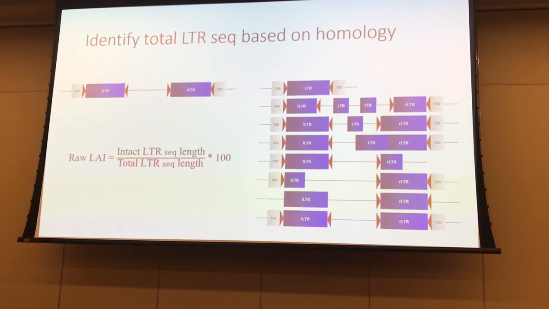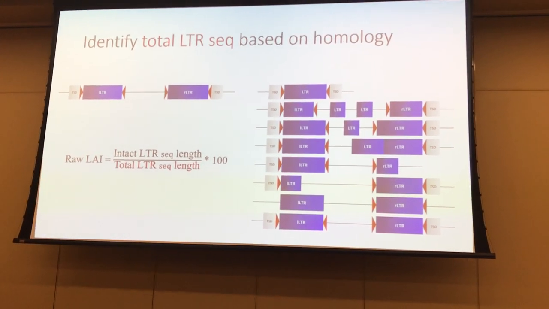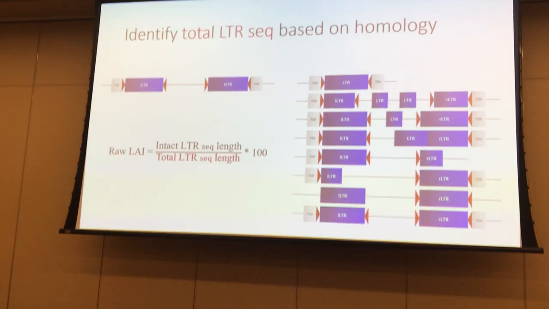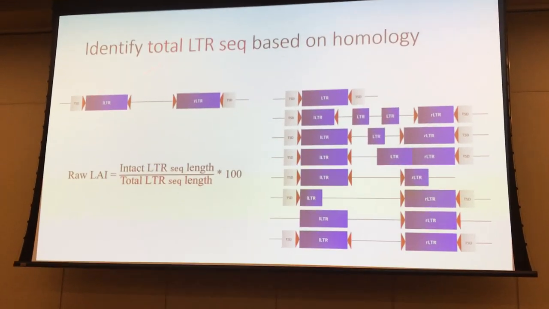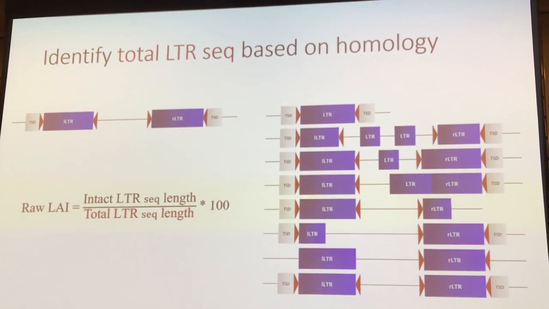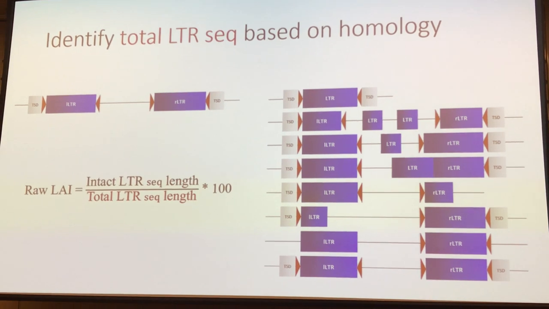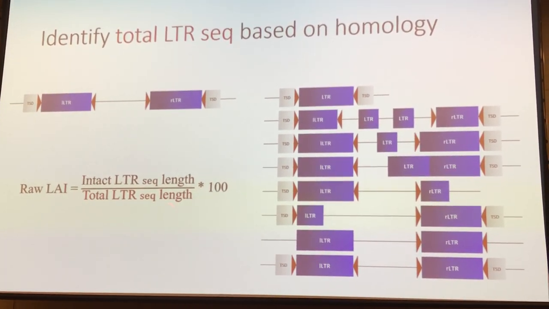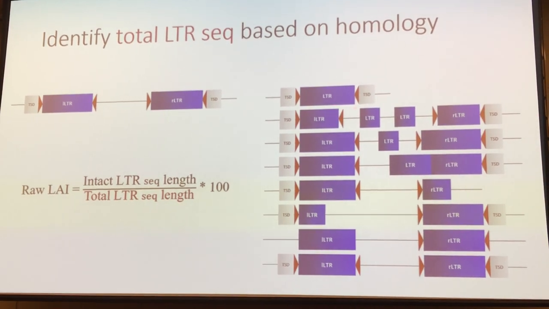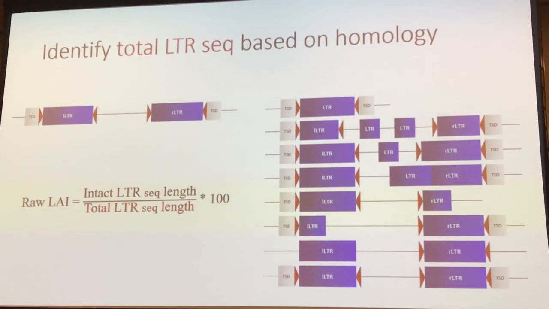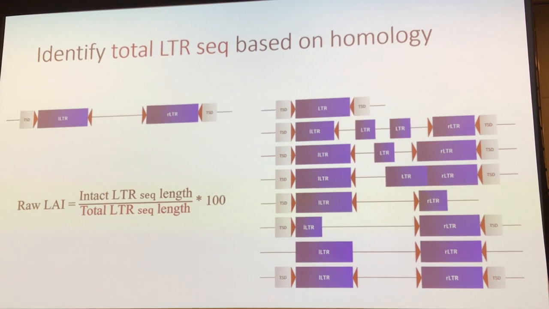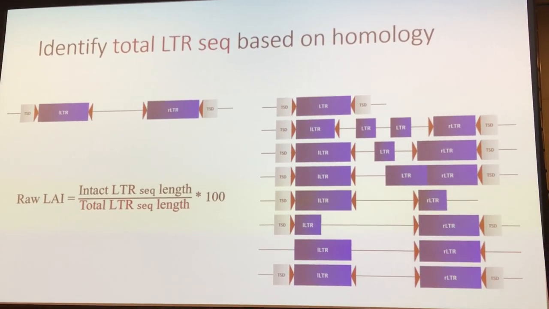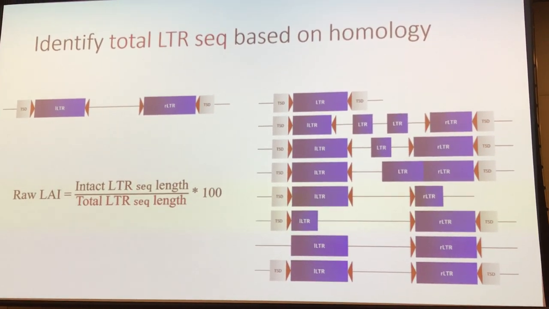After identifying these intact LTRs using LTR_retriever, the next step is to identify total LTRs. Basically, I use the de novo predicted intact LTRs and run a BLAST search to identify the total LTRs using sequence similarity, such as solo LTRs, nested LTRs, truncated LTRs, and all fragments. After that, this is LAI.